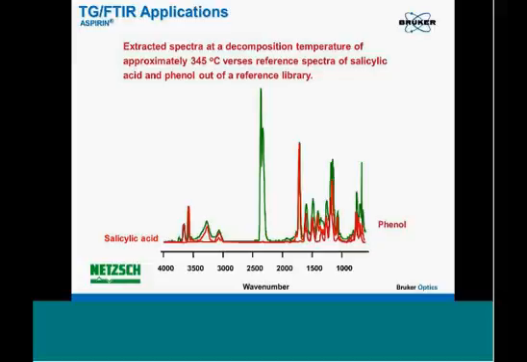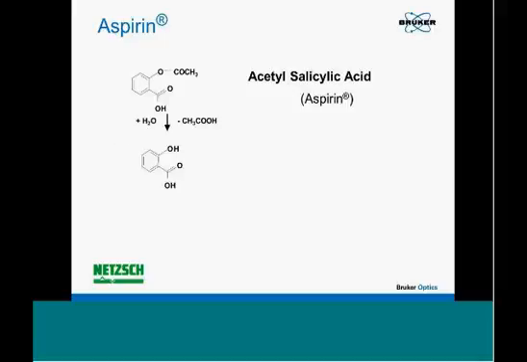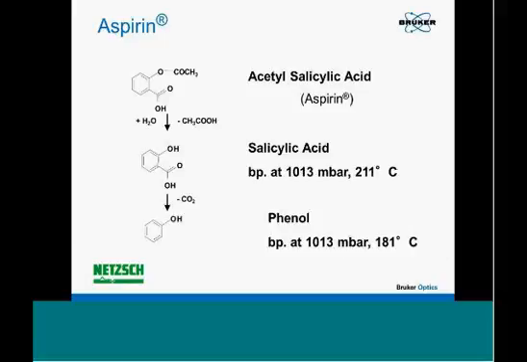You also see a peak around 2300 wave numbers, which is related to CO2. So based on this knowledge, we can say that in the first stage of the decomposition we see acetic acid evolve, and in the second stage of the decomposition salicylic acid and phenol, which can also be decomposed.